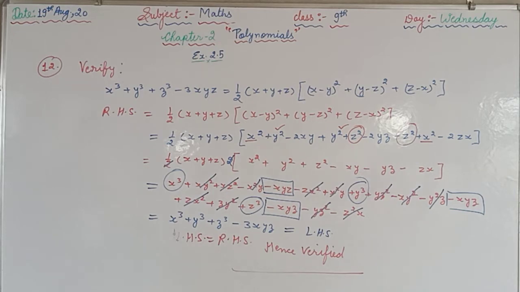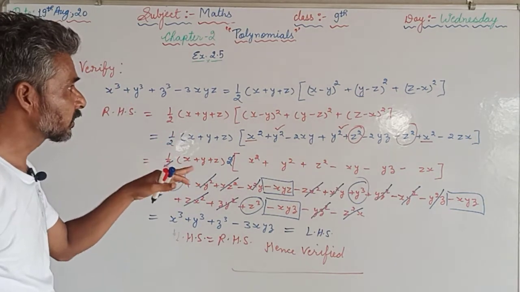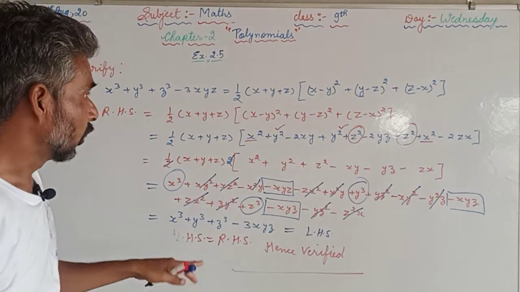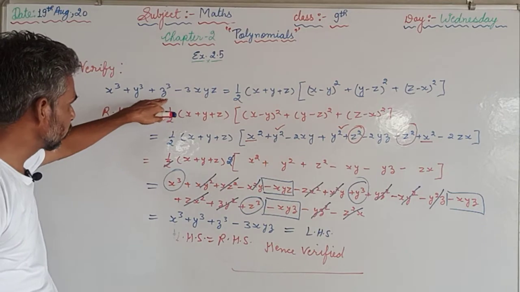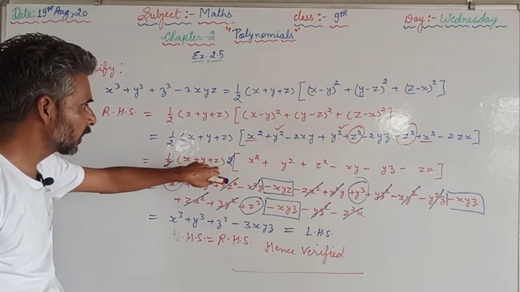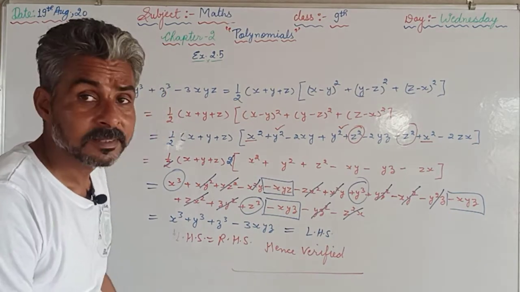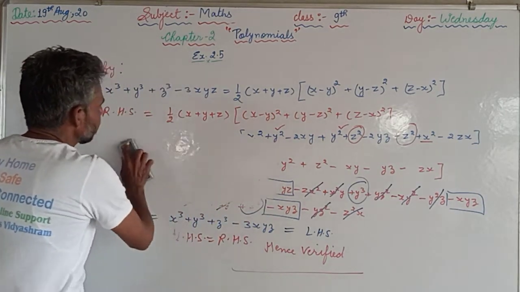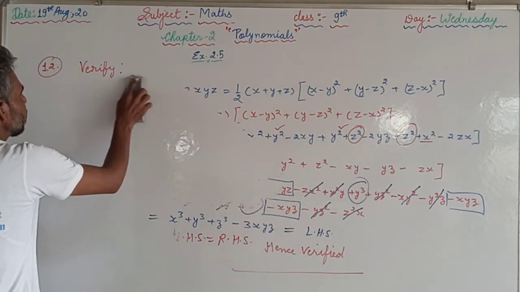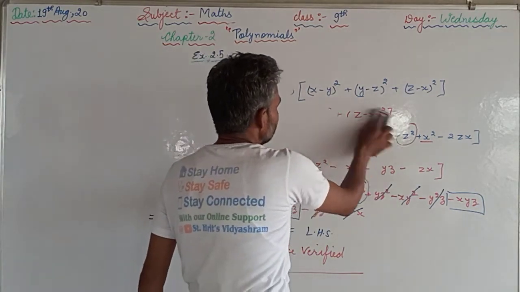Now this formula is very important: x cube plus y cube plus z cube minus 3xyz is equal to half into x plus y plus z into the bracket, and the half we can cancel out. We got the formula: x cube plus y cube plus z cube minus 3xyz is equal to x plus y plus z into x square plus y square plus z square minus xy minus yz minus zx. This we can use. At the same time, now we will take the previous question, question number 11. You can read that question in your textbook.